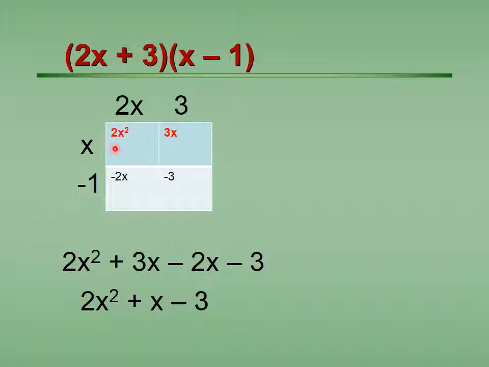So let's look at another one like that. 2x times x is 2x squared. 3 times x is 3x. 2x times negative 1 is negative 2x. And then 3 times negative 1 is negative 3. And it's very important to watch for your signs. So I write down all of these terms. 2x squared plus 3x minus 2x minus 3. I'll combine like terms. 3x minus 2x is just x, leaving me my answer: 2x squared plus x minus 3.